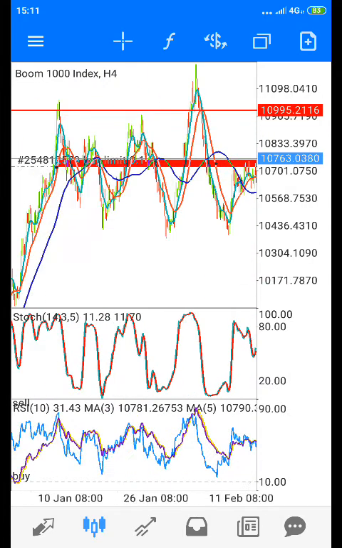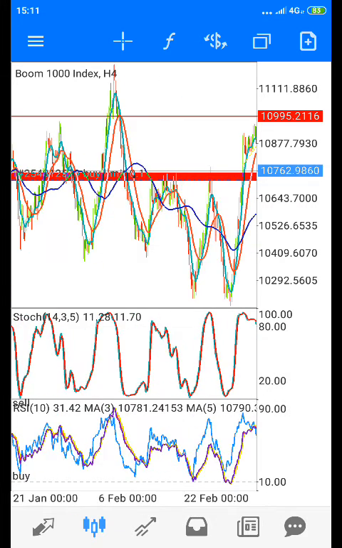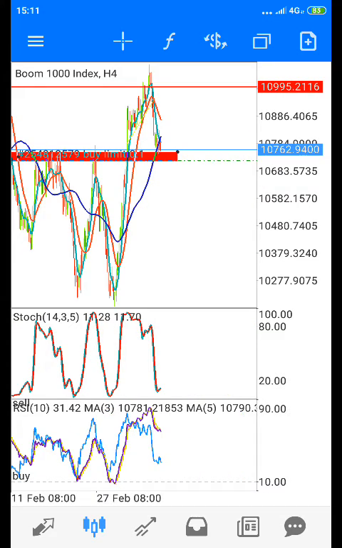On higher time frame, draw a support that touches all the peaks and lows. So this is the best strategy if you are a new beginner.